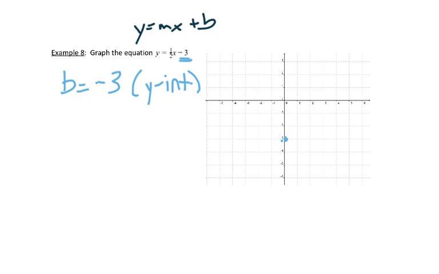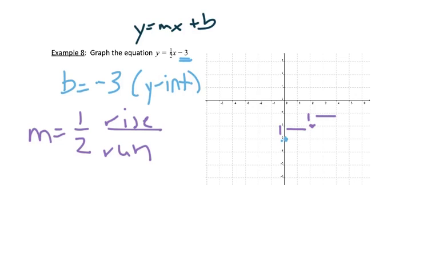Then we go to the slope. We see that our slope is 1/2. We write rise over run beside it because that reminds us what we're doing. We start at the point we already have, and this tells us to rise 1 and run 2. So we end up right here. We can do it again. Up 1 over 2. Up 1 over 2.